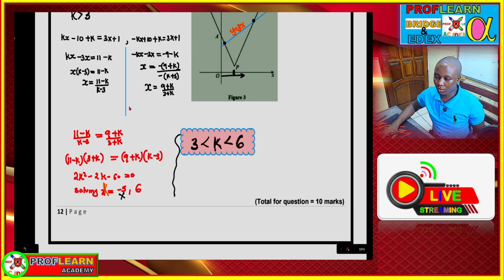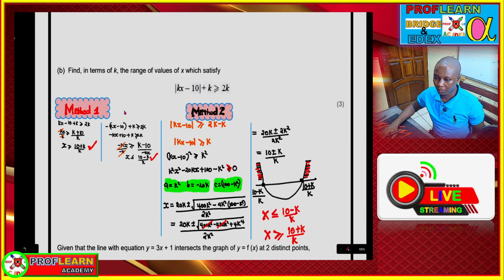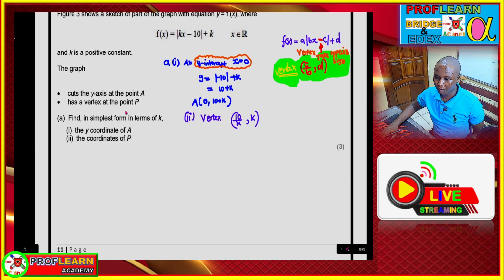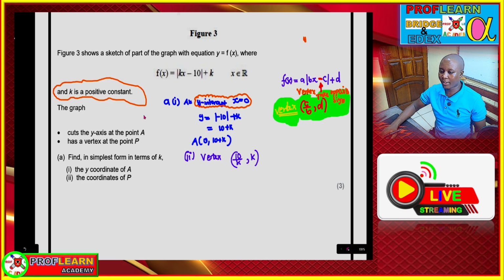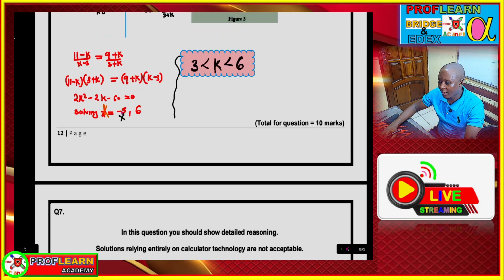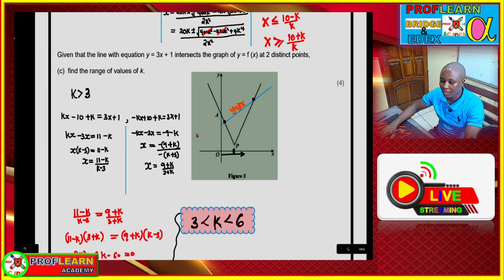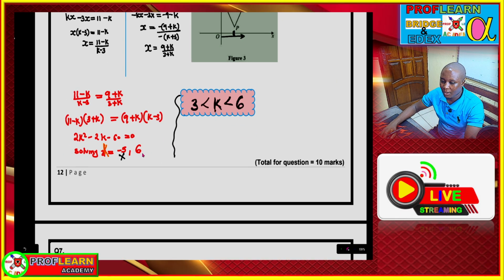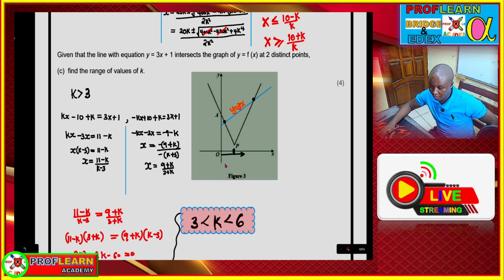Now we are going to understand that k is a positive constant. So there is no way we are going to accept a negative value of k that we are having here. So we shall ignore this. And therefore, since we said k must be greater than 3, and k must be less than 6, that becomes the range of values of k for that.